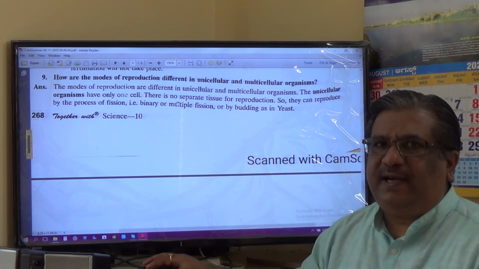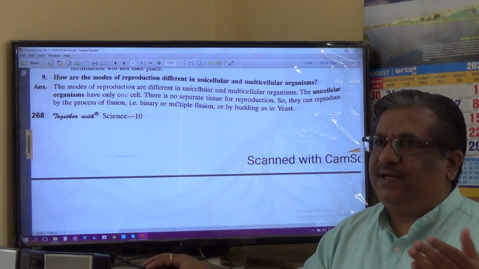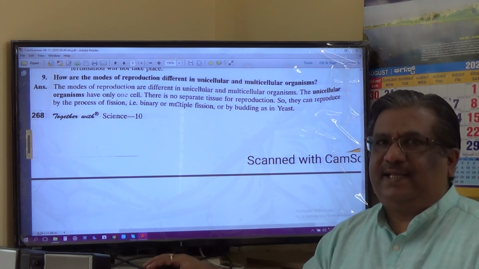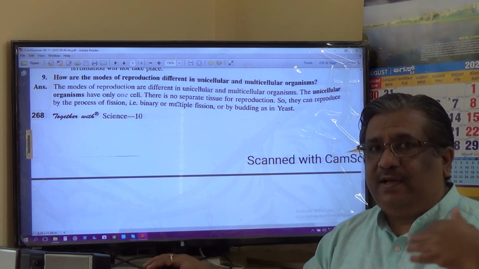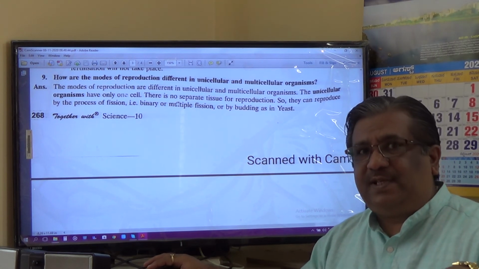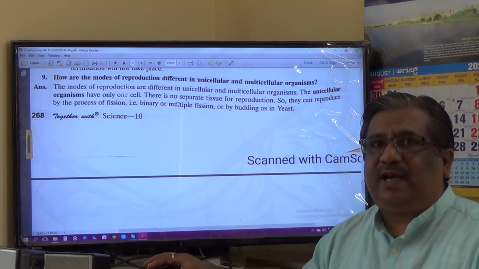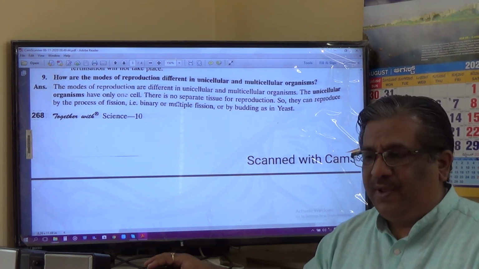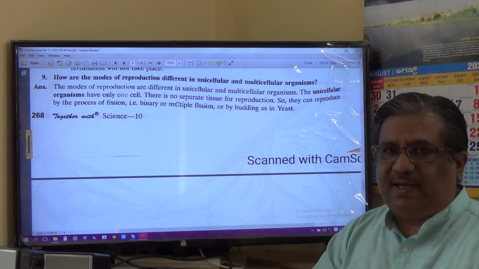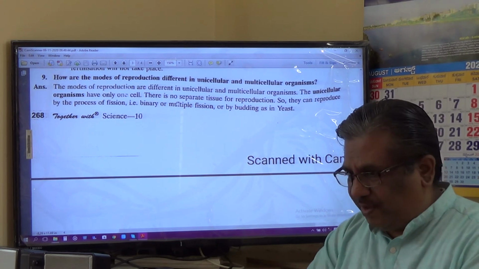Okay, next. How are the modes of reproduction different in unicellular and multicellular? In unicellular, it is asexual reproduction. In multicellular, generally, see, multicellular, we are talking about complex multicellular organisms. But you see, what is fragmentation? Fragmentation also takes place in multicellular, but what kind of multicellular? Simple multicellular organisms such as Spirogyra. But in complex multicellular organisms such as human beings and animals, only sexual reproduction can take place. Okay, that's important.